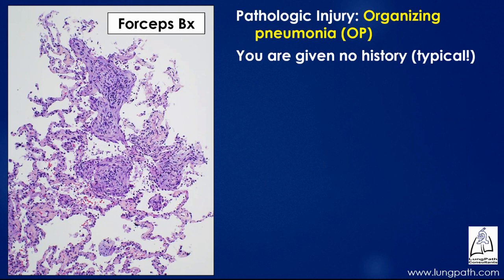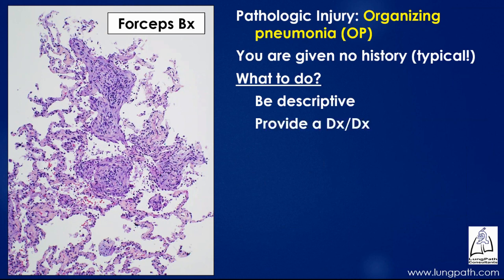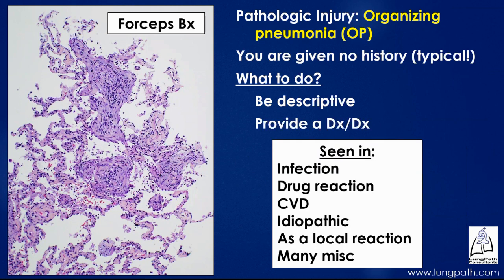You're given no history, and this is, of course, a common finding these days, and we've been talking about this since the dawn of surgical pathology, this has been the bane of our existence, not getting adequate clinical history. The electronic record has helped that out. Well, what do you do? You can't get the guy on the phone and his record has not been transcribed into the EMR yet. So you can be descriptive. You can say and give a differential diagnosis. You can say focus of organizing pneumonia, nonspecific finding, but could be seen in, and then list the sorts of things that cause organizing pneumonia, generally infection, drug reaction, and connective tissue disease.